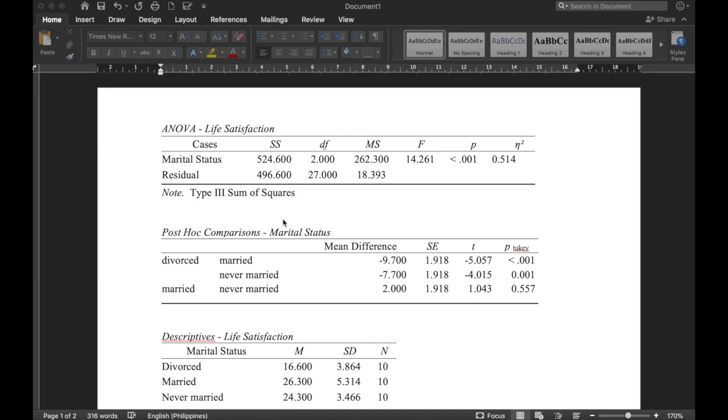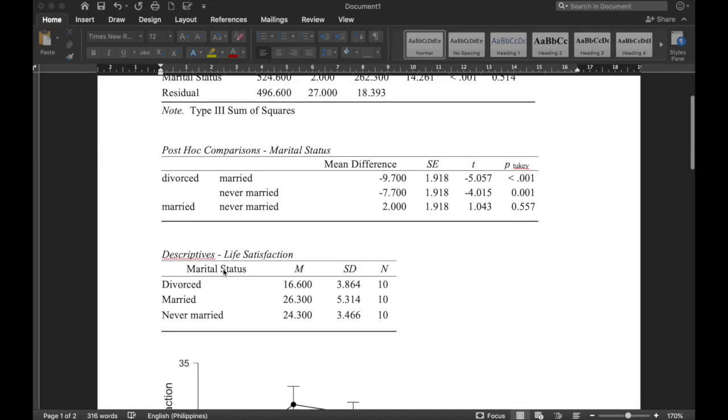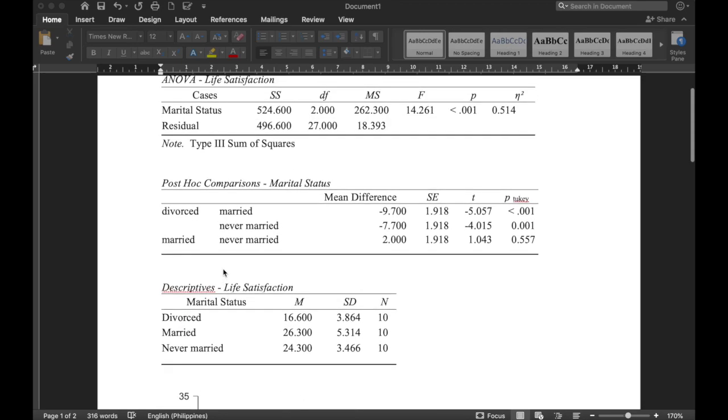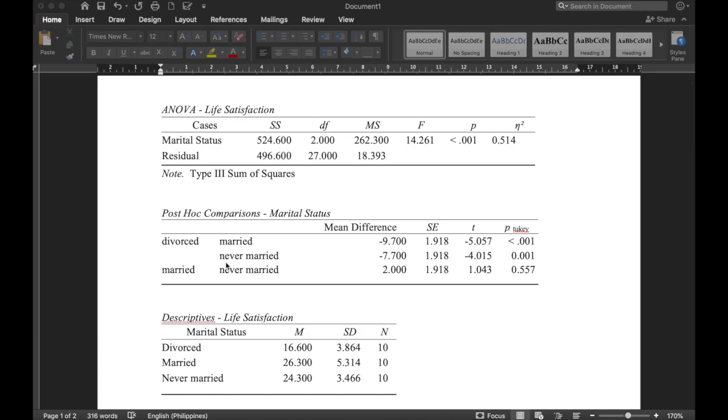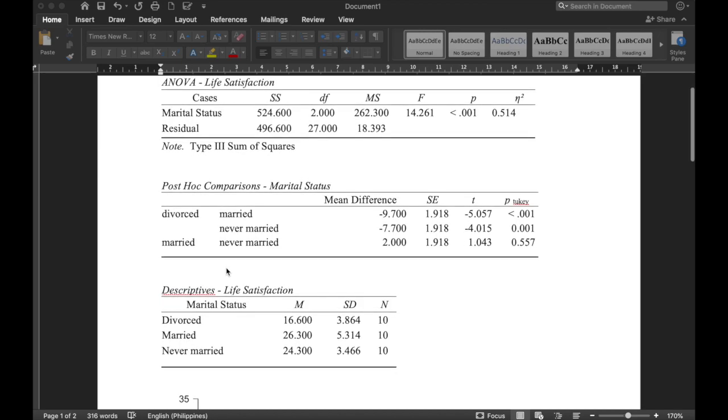This is a test of hypothesis as to whether marital status, which is a categorical independent variable, the categories are never married, married, and divorced, is associated or can predict life satisfaction of individuals. So essentially, we are asking whether there are systematic variation in life satisfaction among individuals who have different marital statuses, and this is the result.